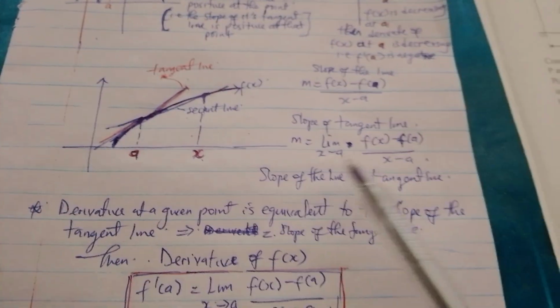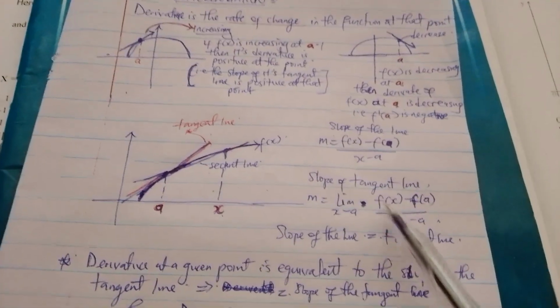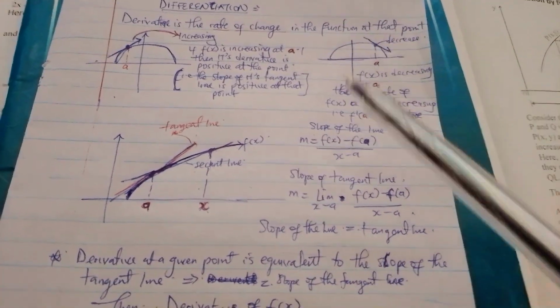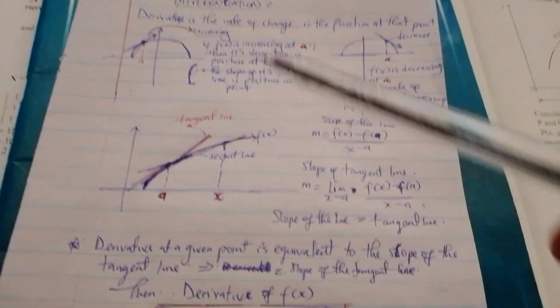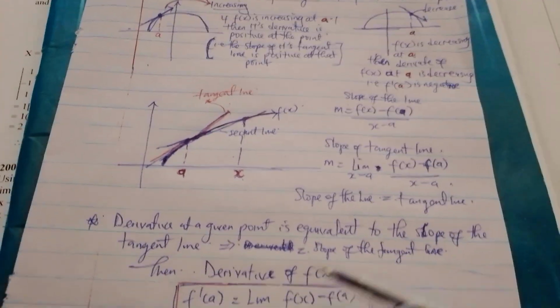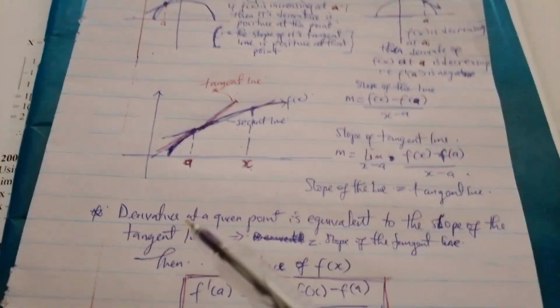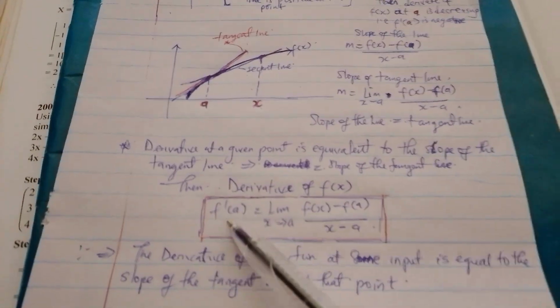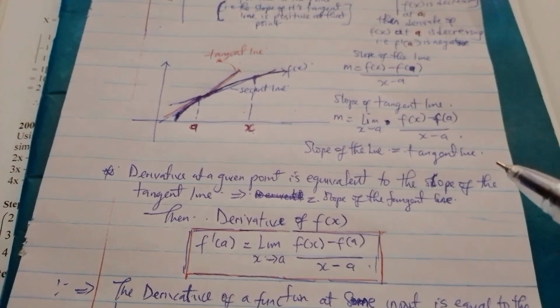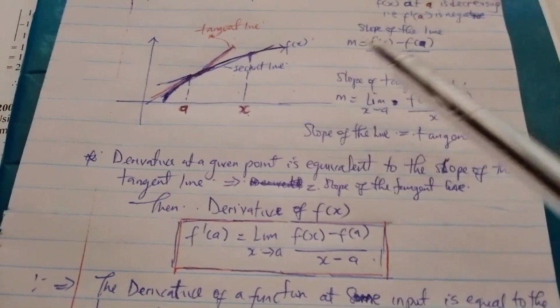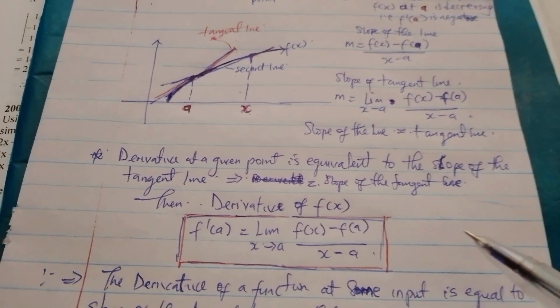That is, we know that the derivative is the rate of change of a function at a given point. The slope of the tangent line is almost the same thing as the definition of derivative, and they mean exactly the same. That is what I'm trying to say: the derivative of f of x is also the same thing as the slope of a tangent line.